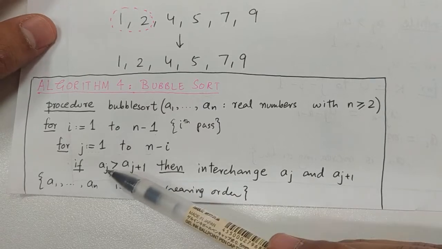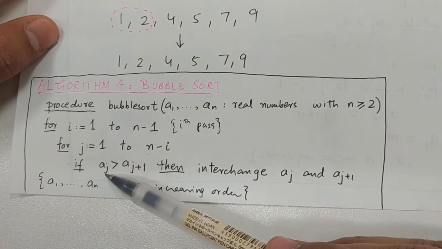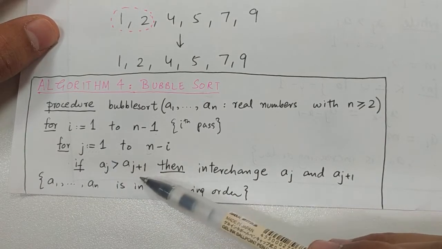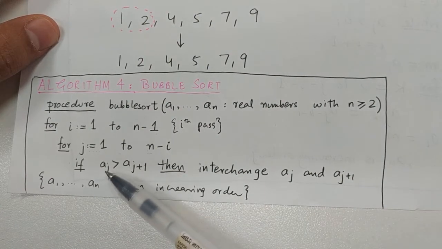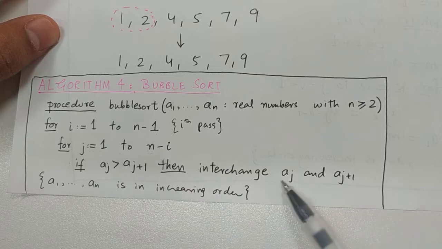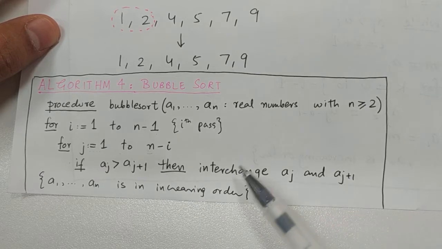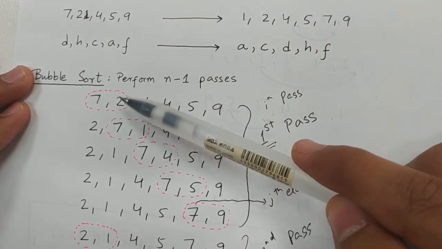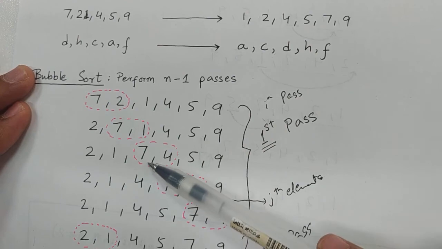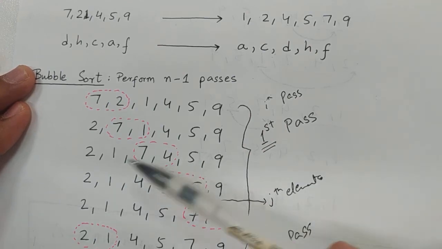What you do is you compare a_j, the jth element in your list, and the j plus 1 element in your list. If the jth element is bigger, then you interchange these 2. Otherwise, you don't do anything. And so that was the idea. In this one, the jth element was bigger than the j plus 1 element, we interchange them. The jth element was bigger than the j plus 1 element, we interchange them.